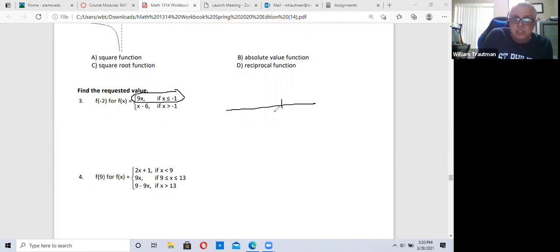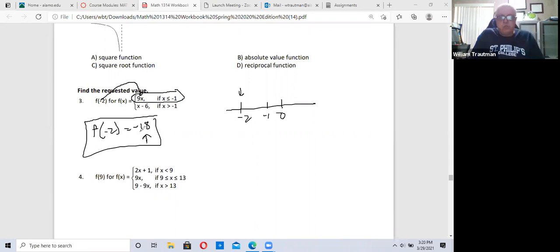You look on the number line, here's -1, here's -2. Numbers are less than when they're to the left. -2 is less than -1. So you have to plug the -2 into this function. When you plug -2 in, 9 times -2 is -18. So the answer to this question is -18. You cannot plug it into the other one because -2 is not greater than -1.